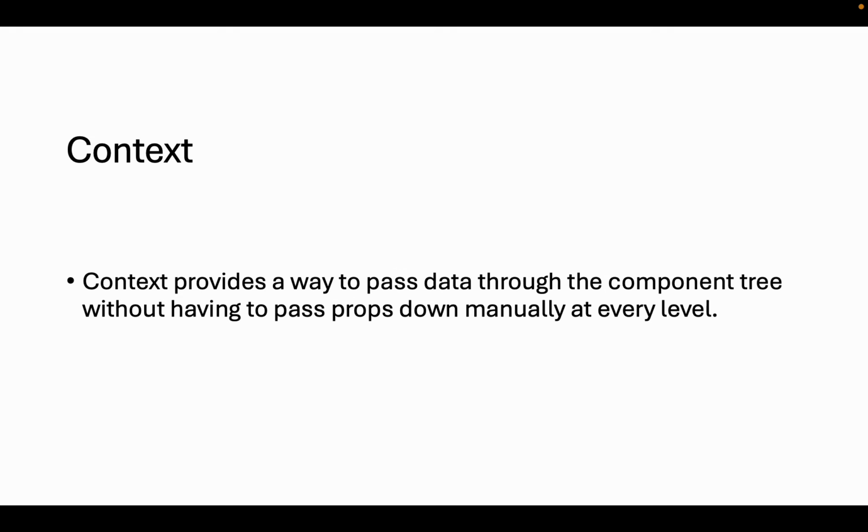Let me revise what Context API is. Context API is a method or technique that provides a way to pass data through the component tree without having to pass props down manually at every level. So let's go ahead and try to see.